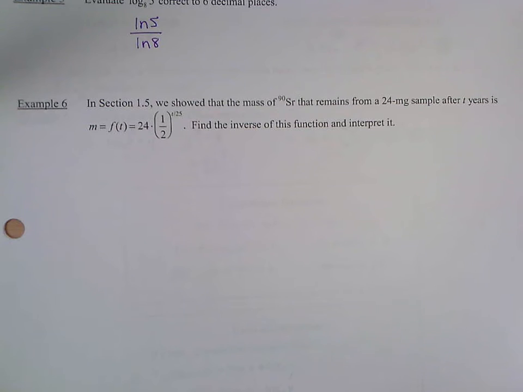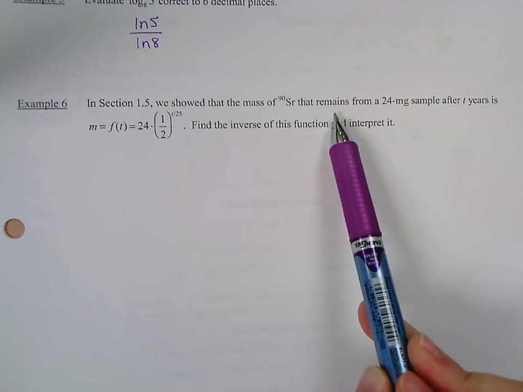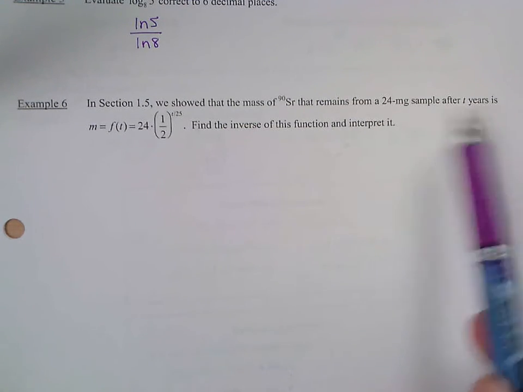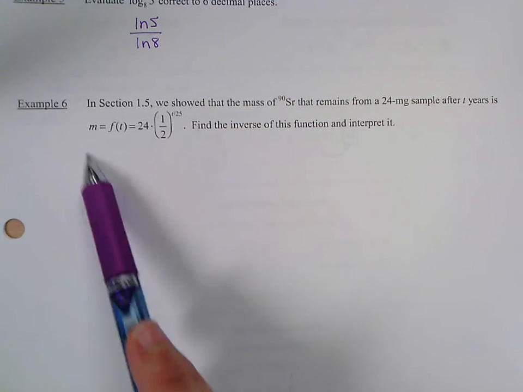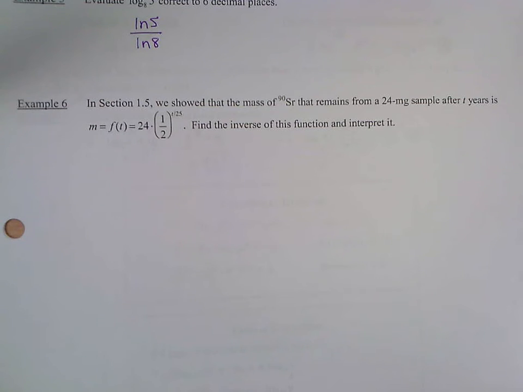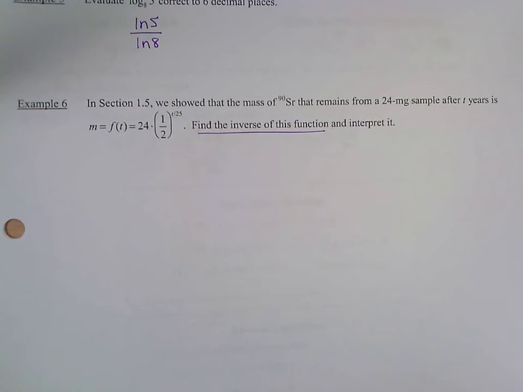So in lesson 1.5, we had a problem that dealt with strontium 90, and we said the mass that remains from a 24 milligram sample after T years, we had come up with this formula. So 24 times 1/2 to the T divided by 25. The half-life was 25 years. This says find the inverse of the function and interpret it.